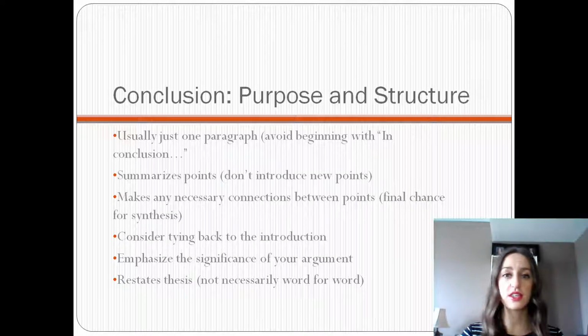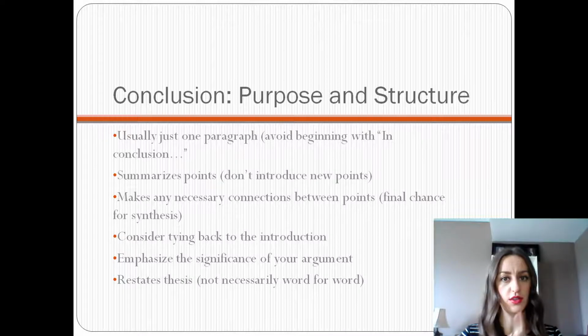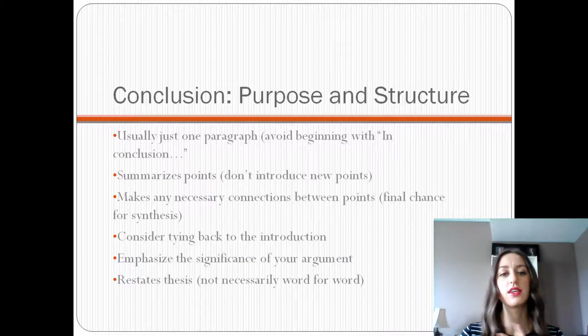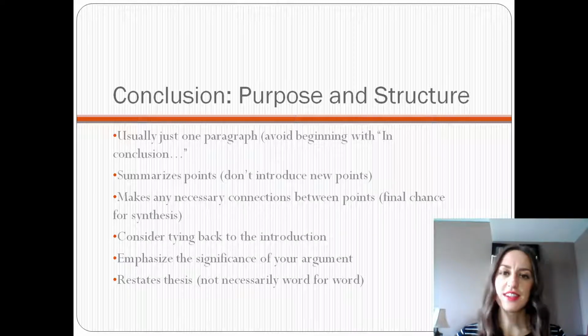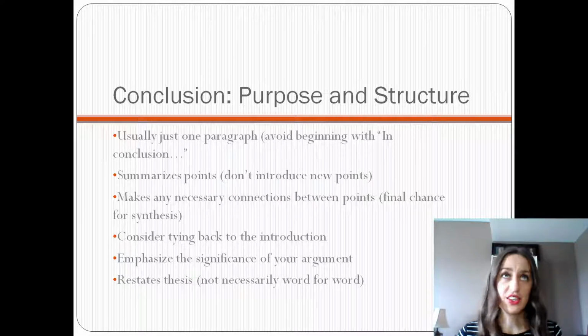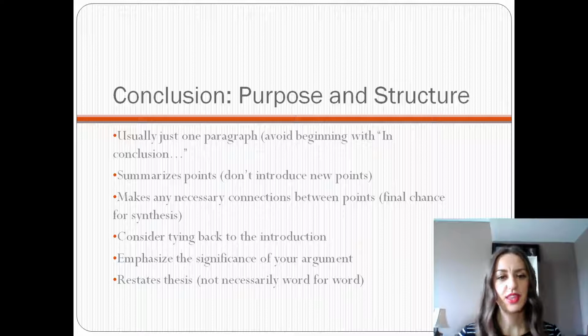So usually a conclusion is just one paragraph long, okay? Like your introduction. And I would suggest that you avoid beginning your conclusions with the phrase "in conclusion." Once again, that's not something you're going to lose points over. It's just one of those cliches that is best to avoid if you can, all right, to make your writing feel just a little bit stronger. However, it is a good transition and it is a good indication that you're leading into the conclusion. Like I said, up to you.